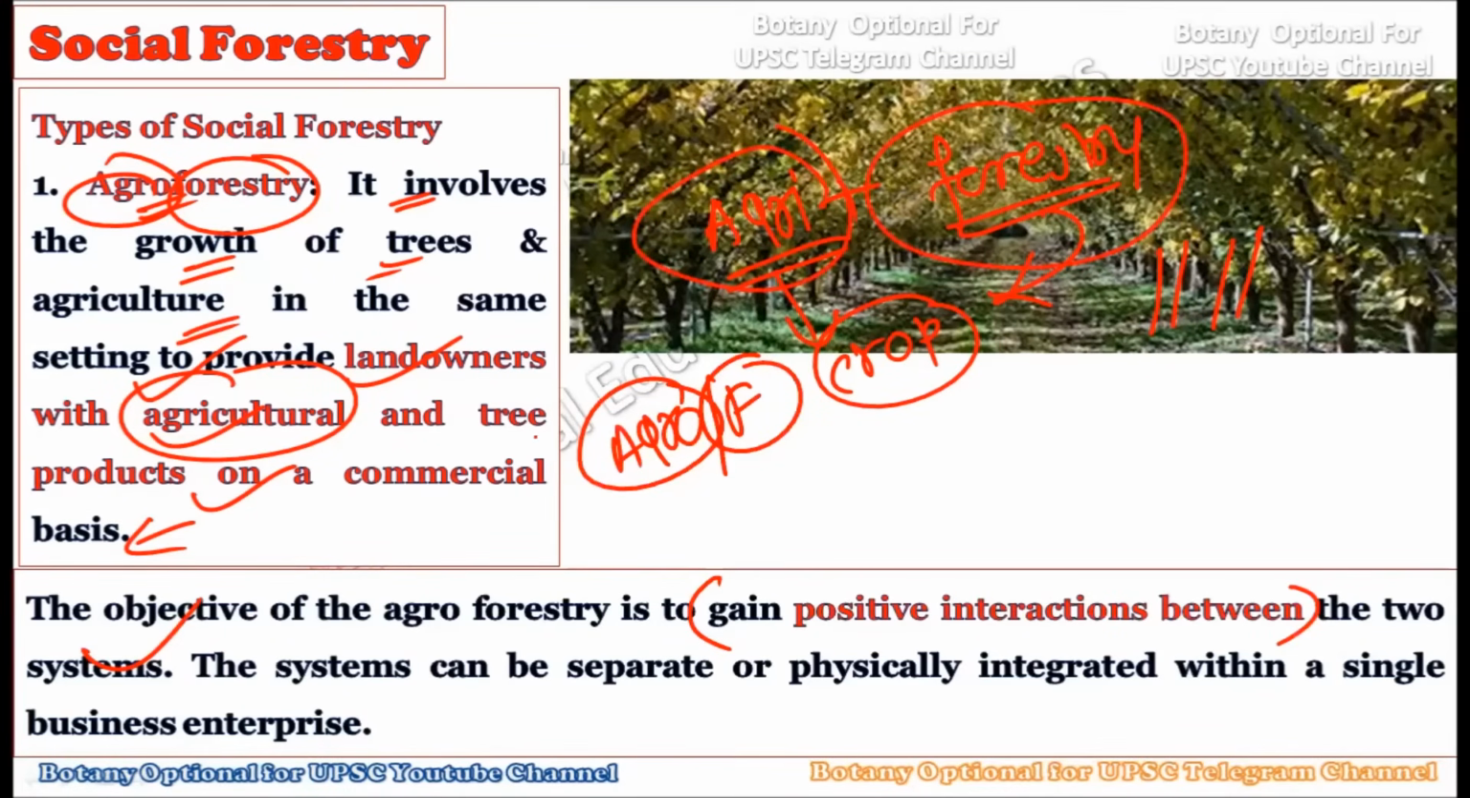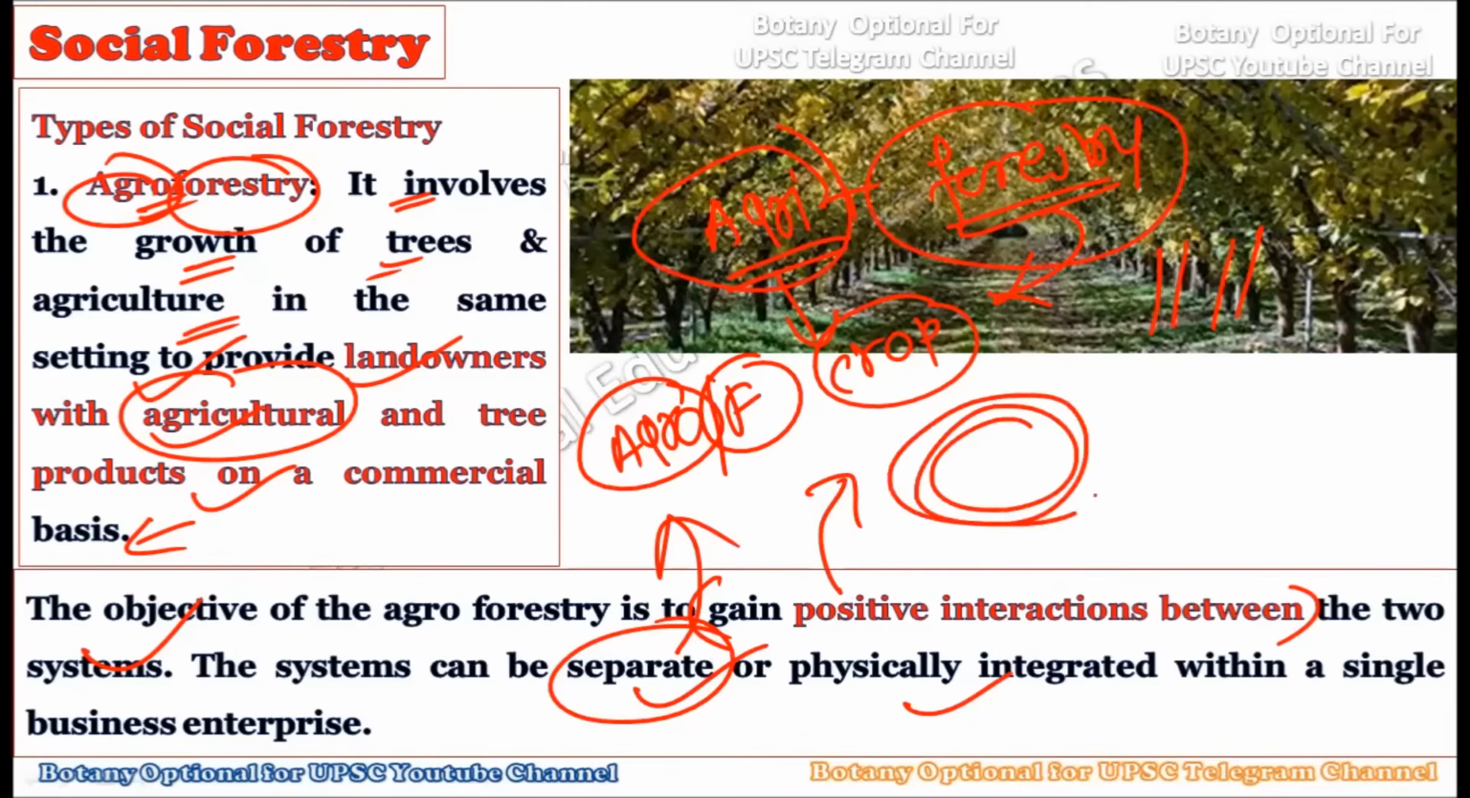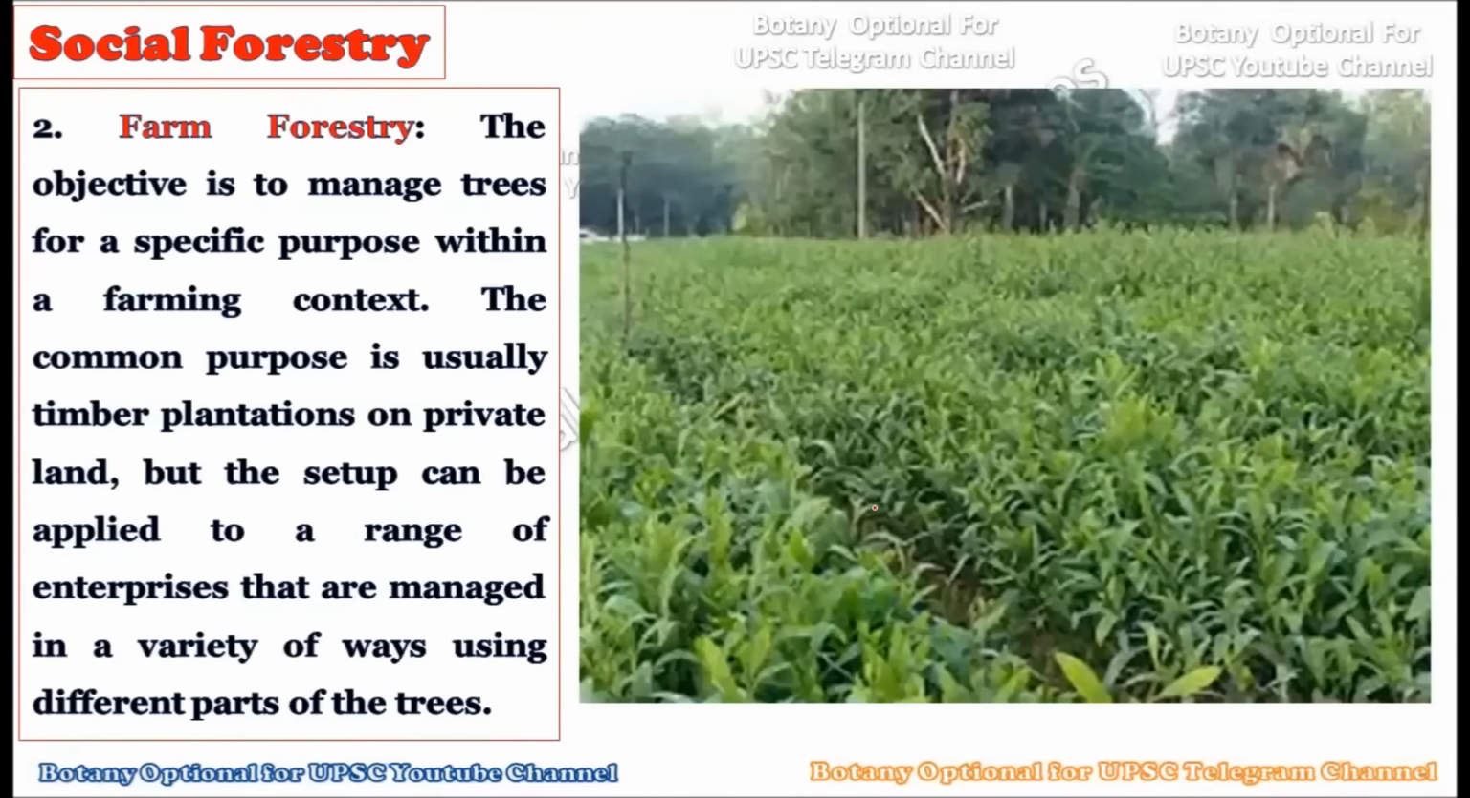Now the systems can be separate or physically integrated within a single business enterprise. Agriculture can have separate value and forestry can have separate value, or they can be combined together to create an economic or commercial product. So the very first type of forestry is agroforestry. In agroforestry, we use our agricultural land for crop purposes and also for forestry purposes. Then consider the second type of forestry, which is called farm forestry.